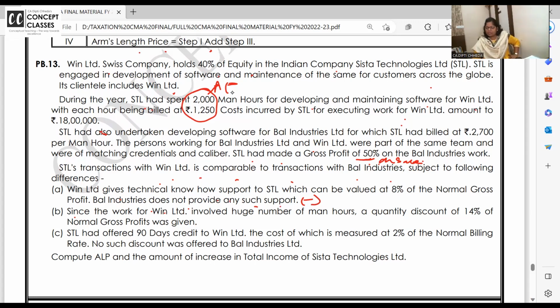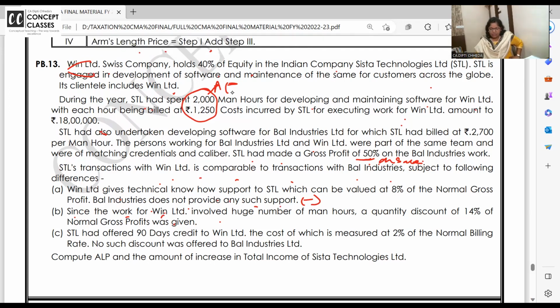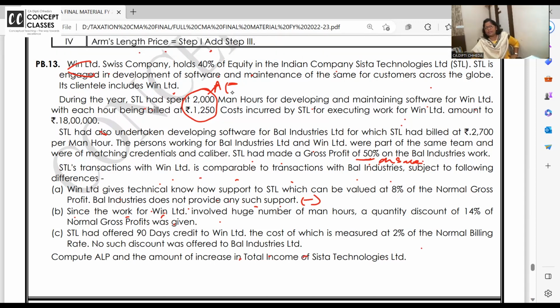I am discussing, then I will do it also. Since the work of WIN Limited, our holding company, involved a huge number of man hours, a quantity discount of 14% is given on the GP to WIN Limited. BAL did not get that, so remove this also. We have to compare BAL and Win. STL offered 90 days credit to WIN Limited, the cost of which is measured at 2% of the normal billing. No such discount was offered to BAL. There is no discount for others, but if we are giving a credit period to our sister concern, then the selling price will increase, no?